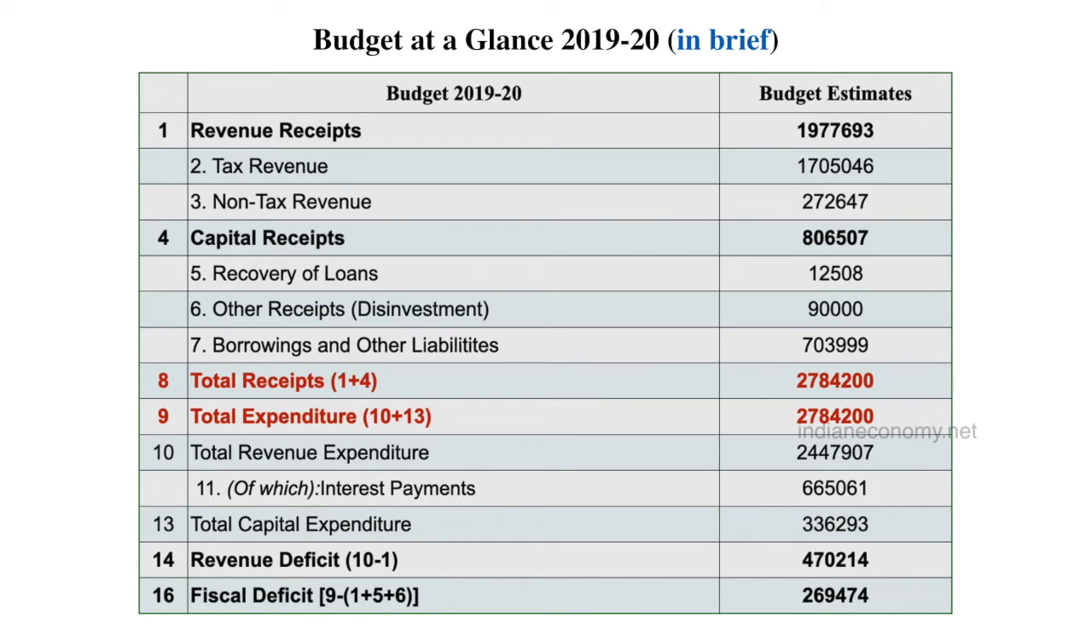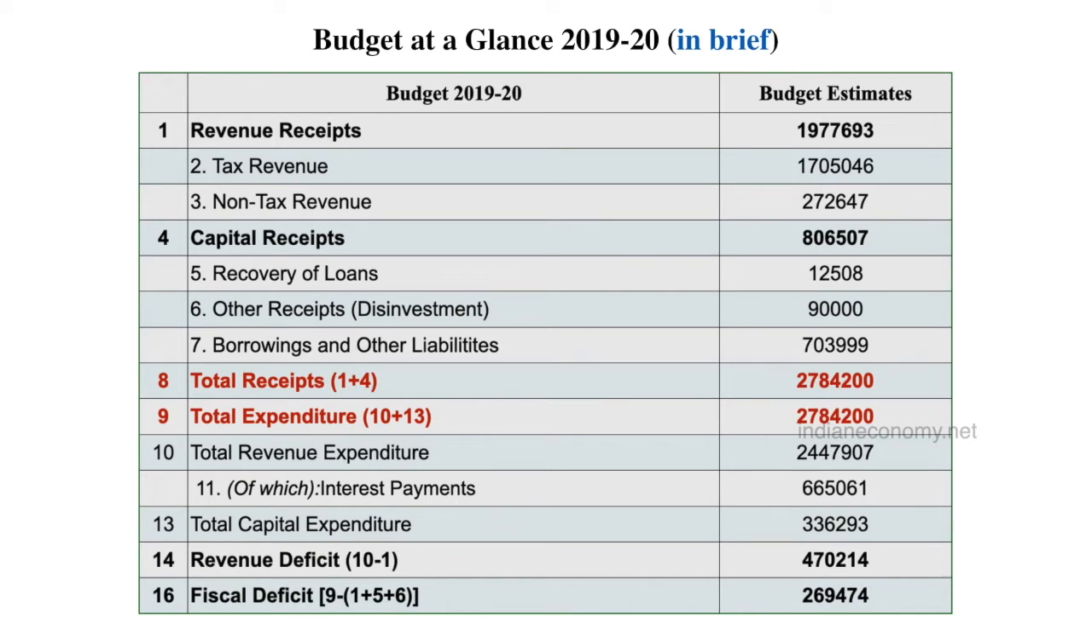Extending from item number 1 to item number 7, all these receipts, revenue receipts plus capital receipts, give us the total receipts. That is item number 8. Item number 8 is equal to 1 plus 4. So total receipts is equal to revenue receipts plus capital receipts, and that is 27,84,200 crores rupees. Remember, total receipts will be equal to total expenditure.